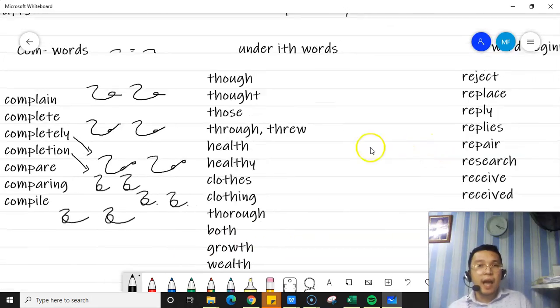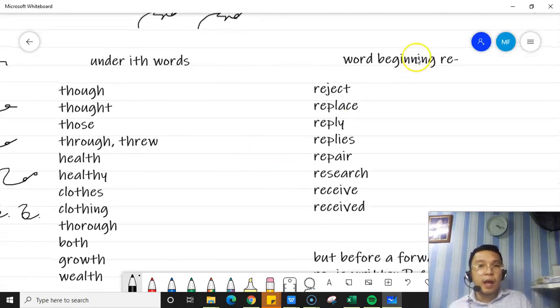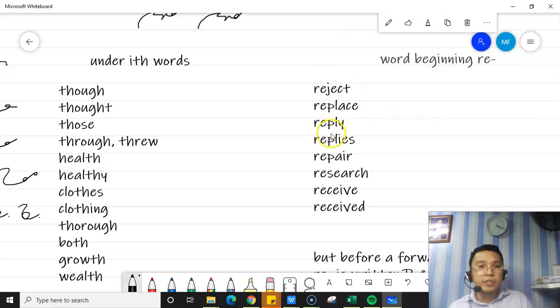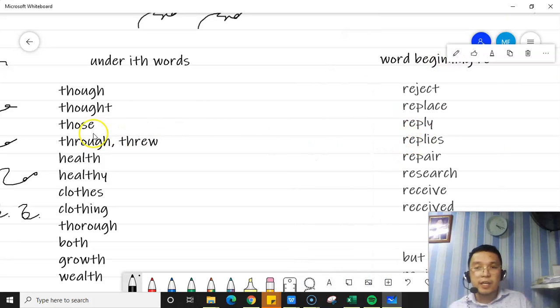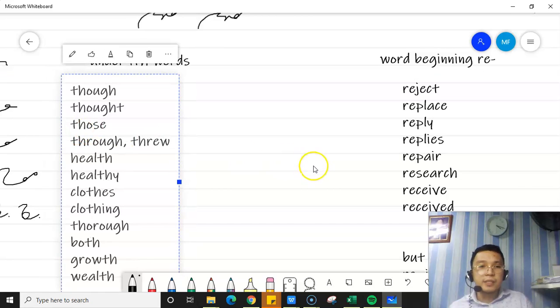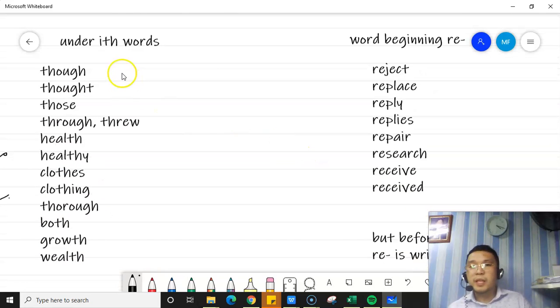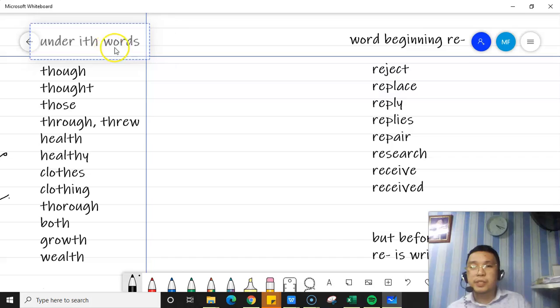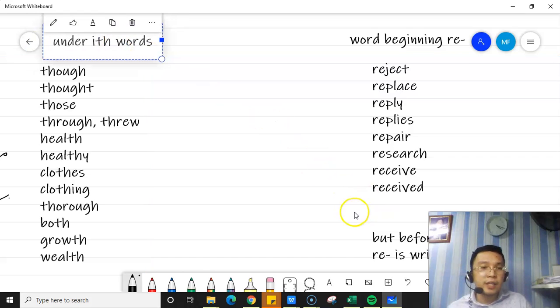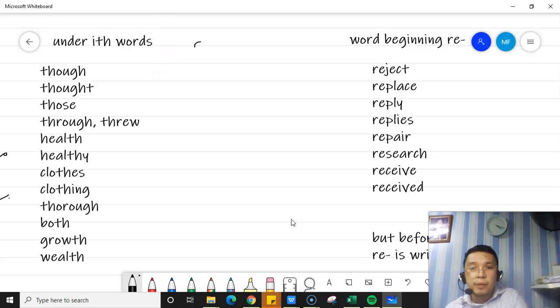Okay. Let's have the words for the under if. As you have reviewed, 'di ba may na-introduce ako sa inyo mga joining principle. So itong under if, this is the mirror of the over if. This is the over if, 'di ba? So, underneath is this. Mirror eh. Sorry.